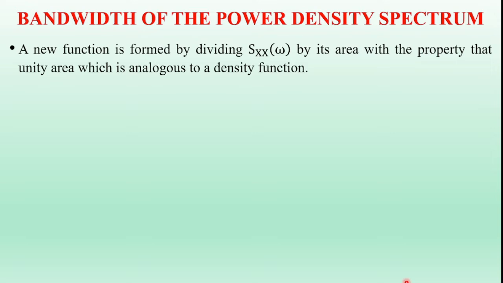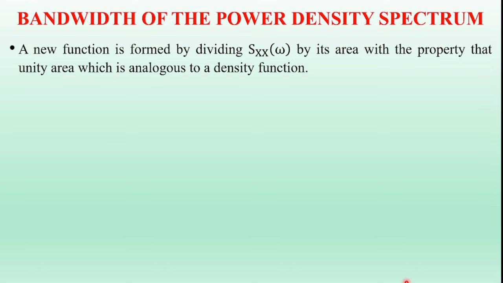In this video, I am going to discuss about bandwidth of the power density spectrum. The variance of a random variable is a measure of the average amount by which a random variable varies with respect to its mean. The positive square root of the variance is called standard deviation. It is a measure of the spread in the density function of the random variable.